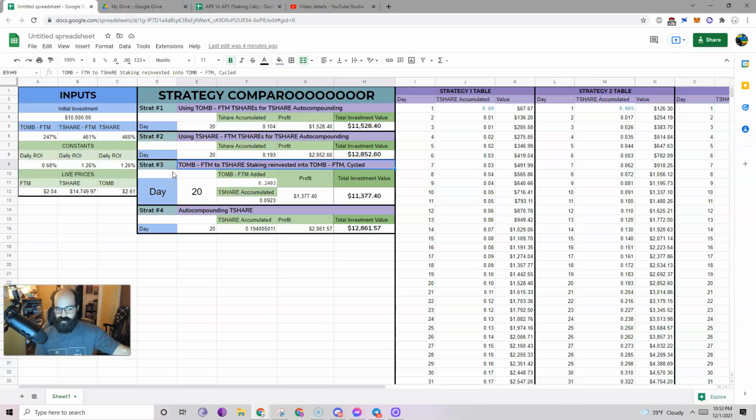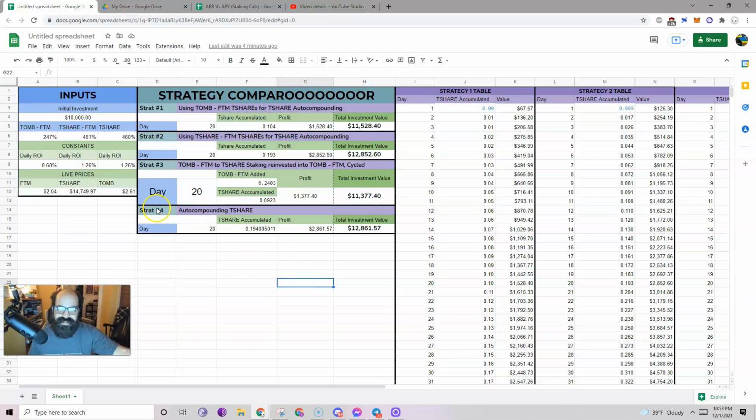So you're doing a full cycle, and then you're getting more T-share per day because your initial Tomb Fantom pool is increasing. I thought this would be awesome, but it turns out it's the least profitable. You're looking at roughly 13% ROI over 20 days.